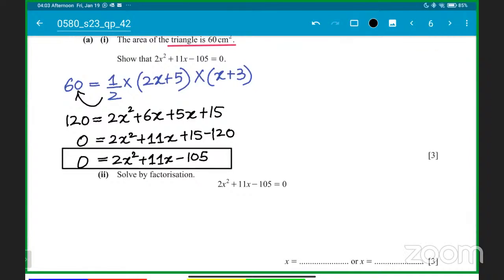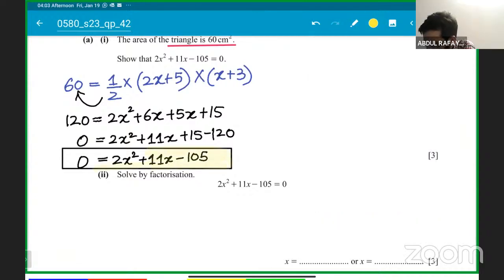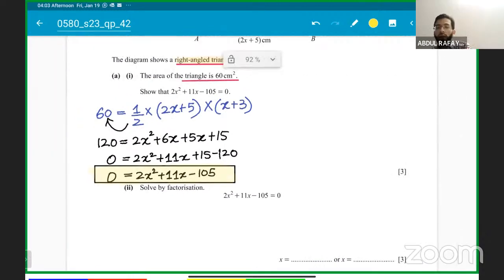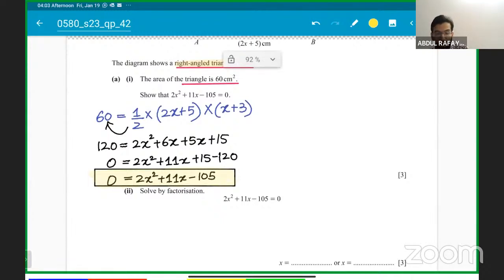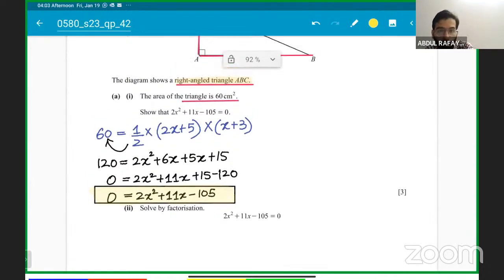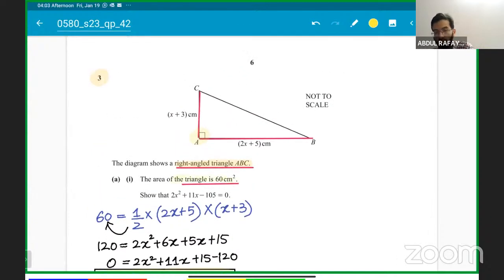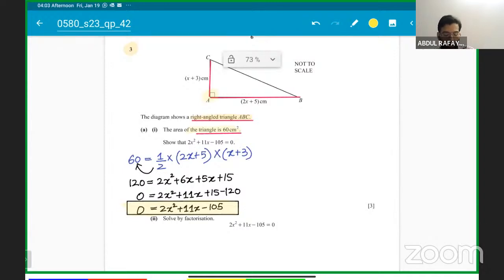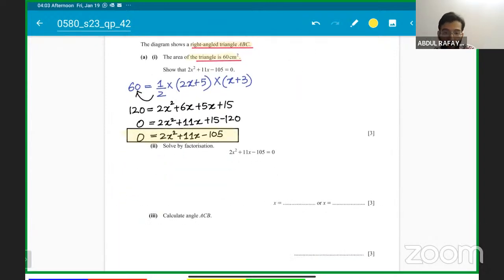Sir, won't we apply cos? No, it's a right angle triangle now. You need to correct your basics. Whenever we have a right angle triangle, the simple area of the triangle can be applied, that is half into base into height. The other formula for the area of the triangle, half into a into b into sine C, we will apply whenever it's not a right angle triangle. Understood? Clear?